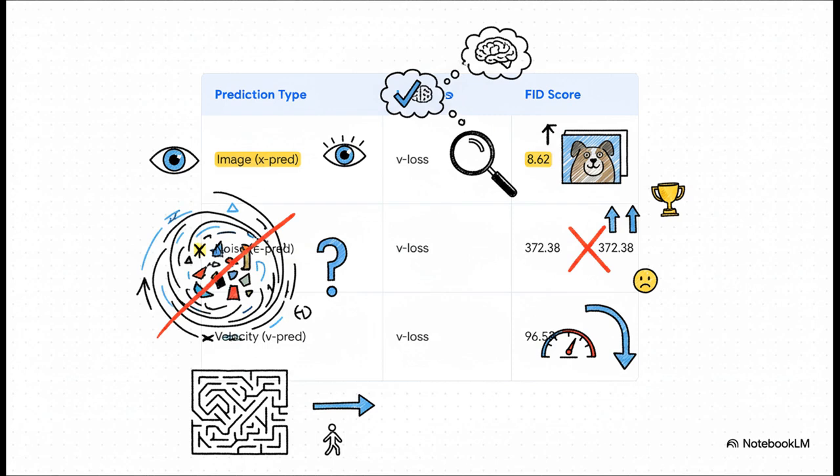Now look at this. When the model was tasked with predicting the image directly, that's the X-pred line, it got a really good score, 8.62. But when they gave that exact same model the job of predicting noise instead, it was a complete disaster. A score of 372 isn't just bad, it's total nonsense. It's the AI equivalent of just a garbled, unrecognizable mess. The model just got hopelessly lost in that big, empty room.